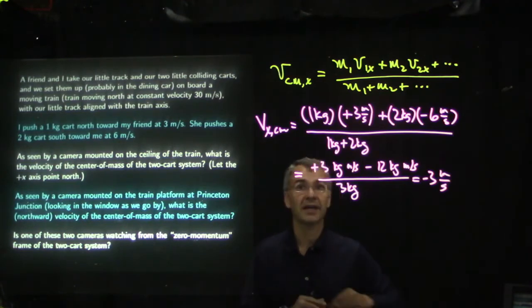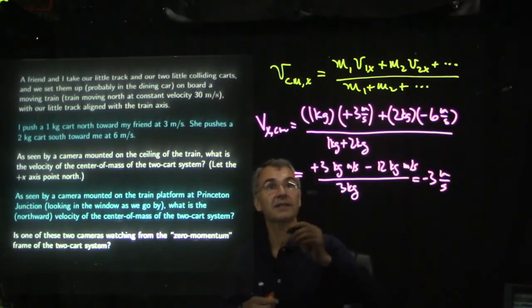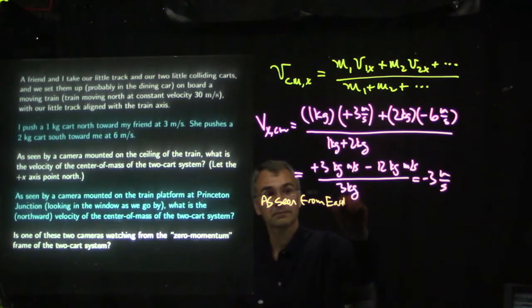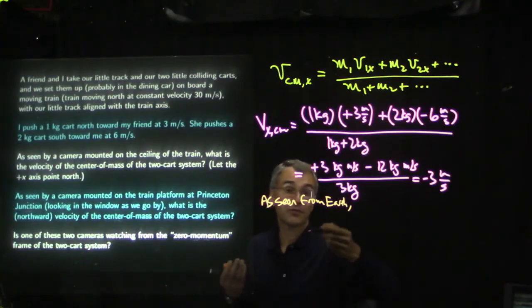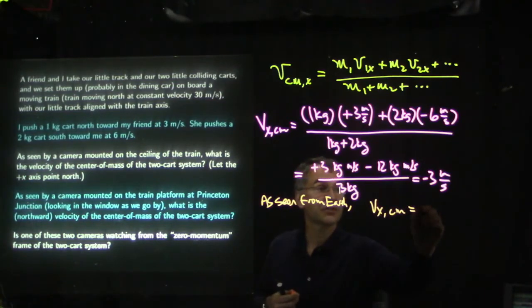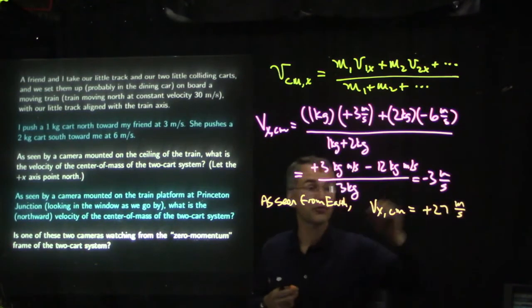Well, the quick answer will be, so then, as seen from Earth, the Earth frame, I could say from Earth, that's going to be VXCM. I'm just going to add 30. So that's going to be plus 27 meters per second.